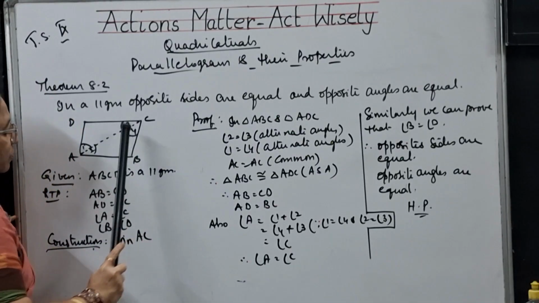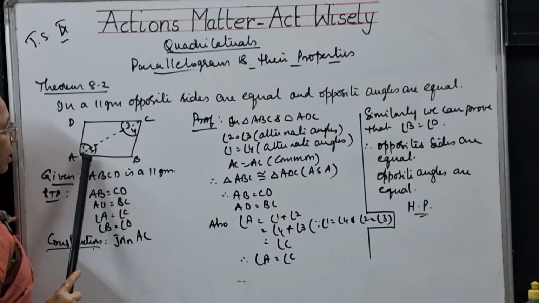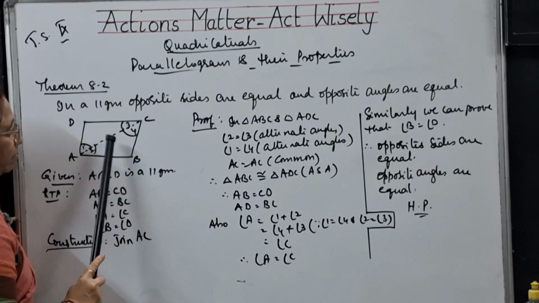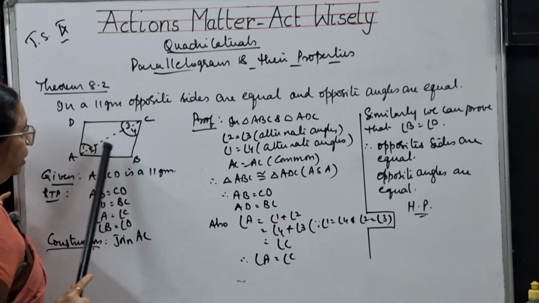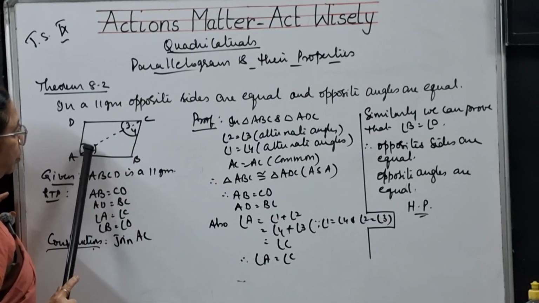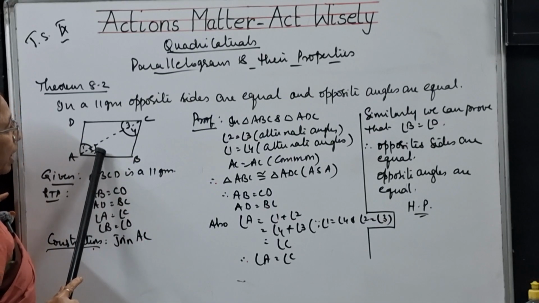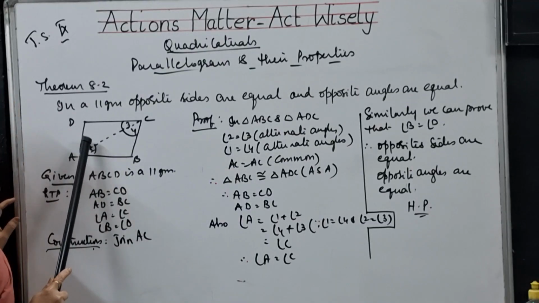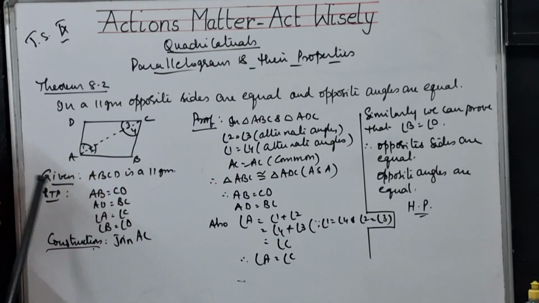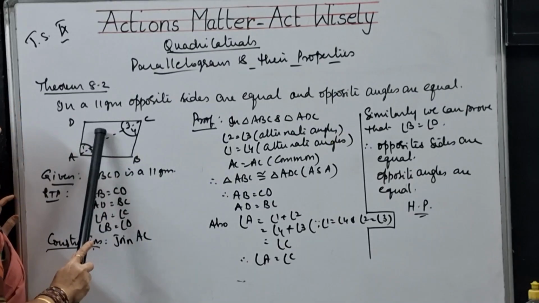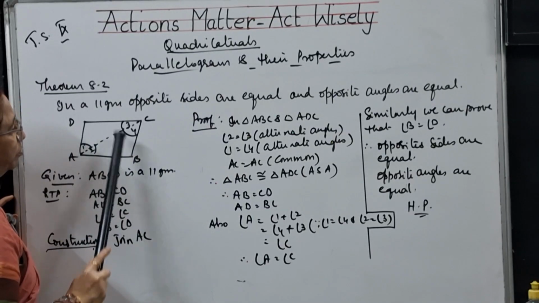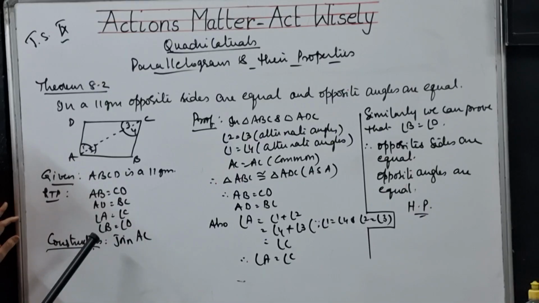Here the construction is you have to join AC, then we get two triangles, just like what we have done in theorem 8.1. In the same way, alternate angles. I have given names 1, 2, 3, 4 here, children. Angle 2 is equal to angle 3, alternate angles. Angle 1 is equal to angle 4, they are also alternate angles. And AC is equal to AC, common. So these two triangles are congruent based on the angle side angle property.